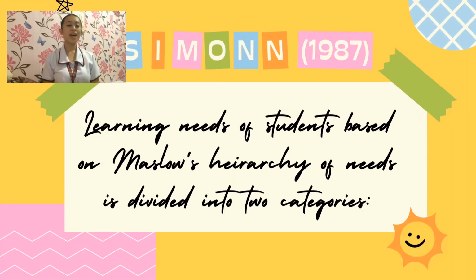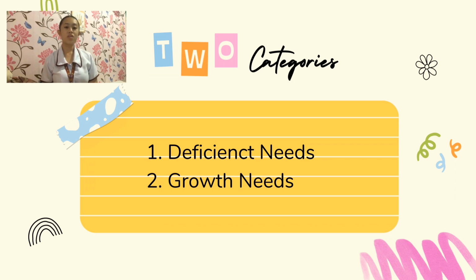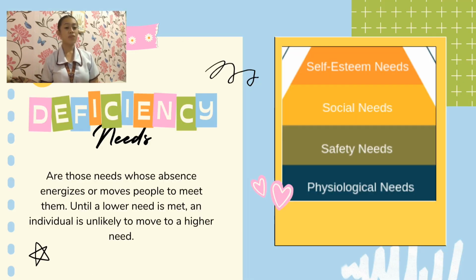So according to Simon in 1987, learning needs of students based on Maslow's hierarchy of needs are divided into two categories. These two categories are identified as the deficiency needs and the growth needs. So what are these two? Deficiency needs are those needs whose absence energizes or moves people to meet them. Until a lower need is met, an individual is unlikely to move to a higher need.